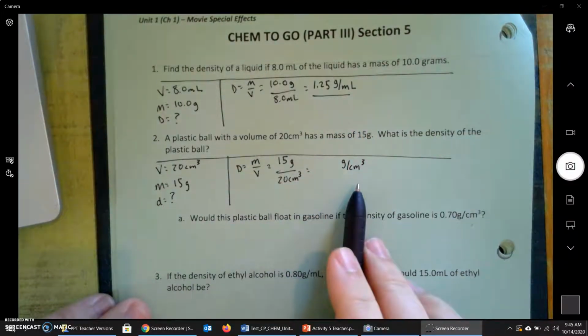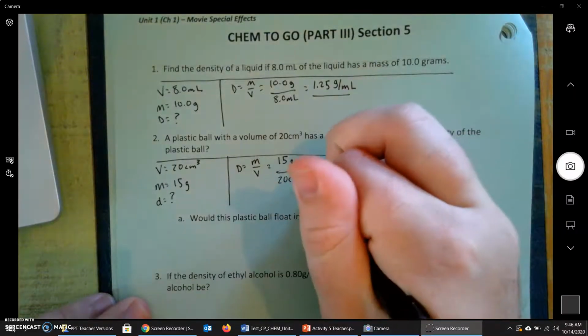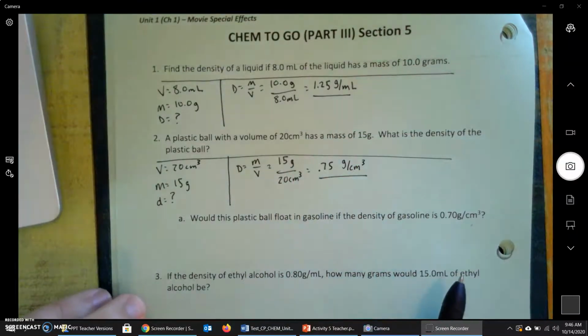Good, it should be grams per centimeter cubed. And we have 15 divided by 20, which should get me 0.75 grams per centimeter cubed as my answer.